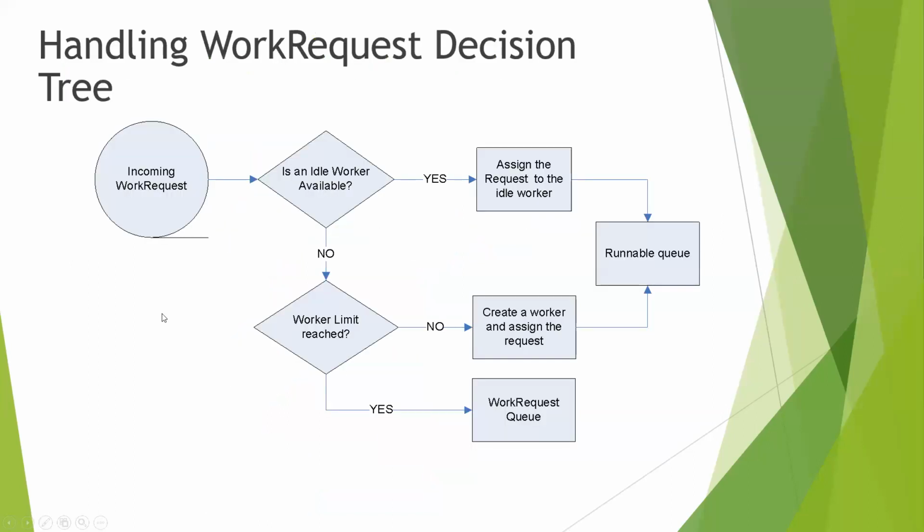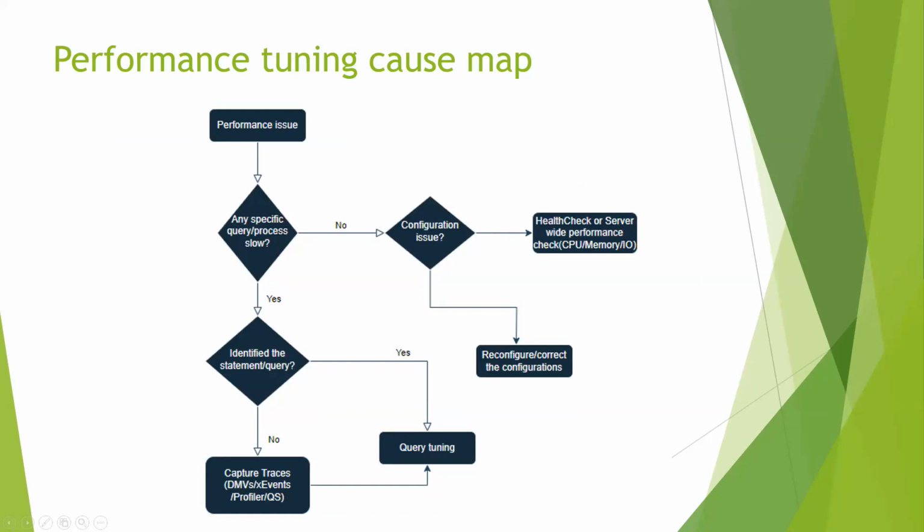Okay, let's move forward. Performance tuning cause map. Any performance tuning is divided into two main sections. One is query performance. The second one is the overall server-wide performance, right?